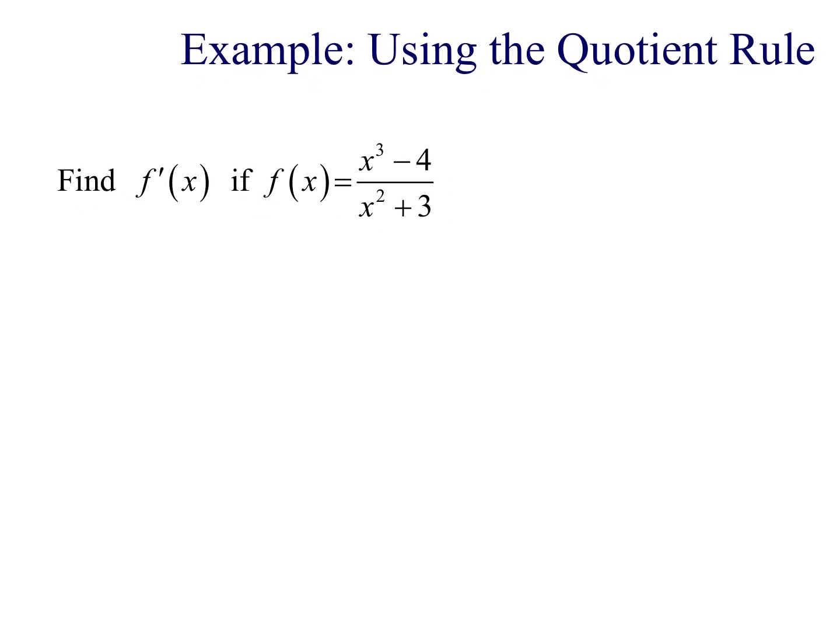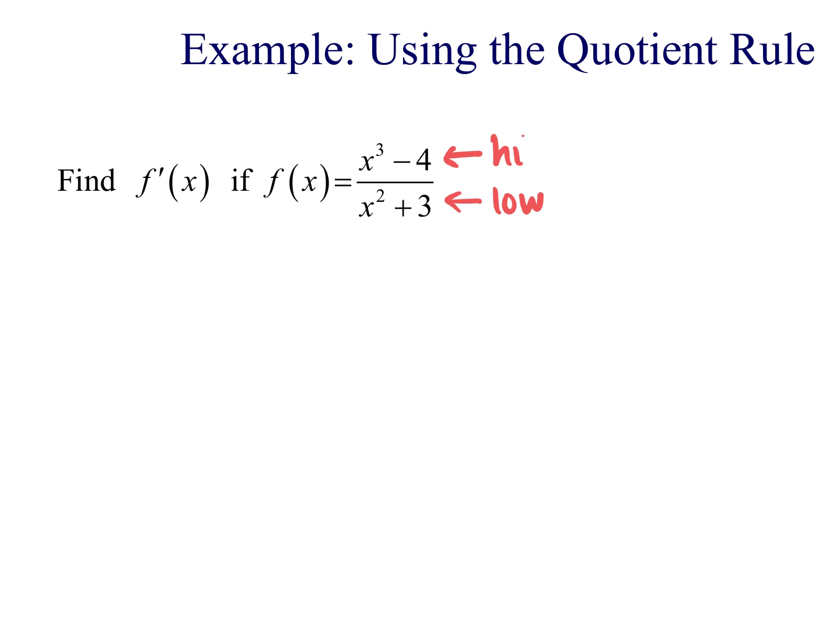Anytime you have a quotient, you identify that this is my low quantity and this is my high quantity, and you always start with low. If you got it backwards and started with the wrong thing, does it matter for product rules? No, because it's addition. But in the quotient rule, if you start with the wrong thing, you will end up with the negative of what you're supposed to have.